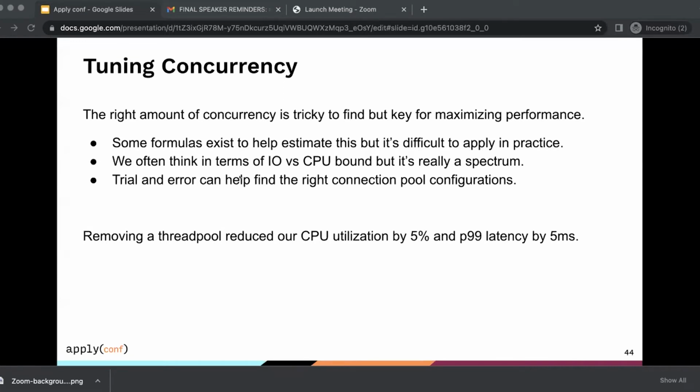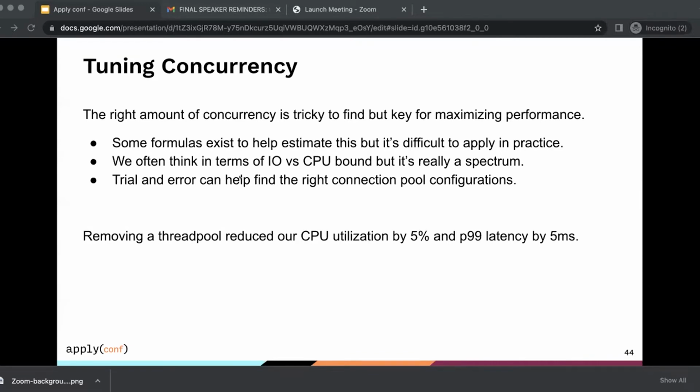If you can't actually get that data to apply some formula, you can just do it through trial and error. And that's what we did to find the right connection pool settings and our thread pool setup. A particular example for us: by just removing a thread pool, we decreased our CPU utilization by 5% and our latency by 5 milliseconds.